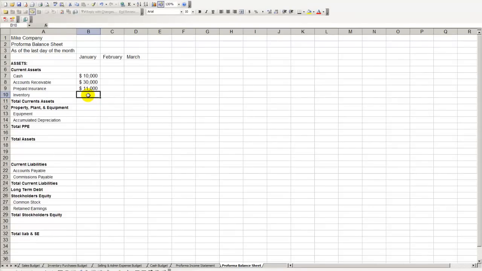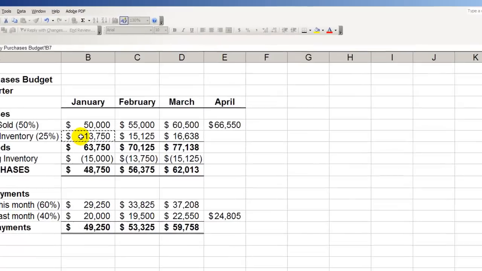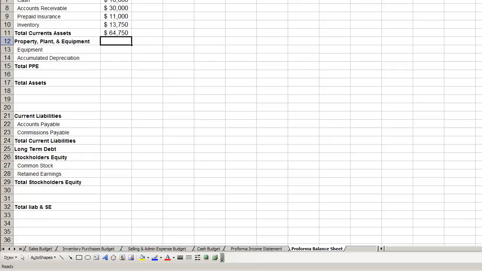Your balance of inventory is your expected or desired ending inventory balance, which you've calculated on your inventory purchases budget. You expect to end January with $13,750. So our total expected current assets is the sum of our four current assets.